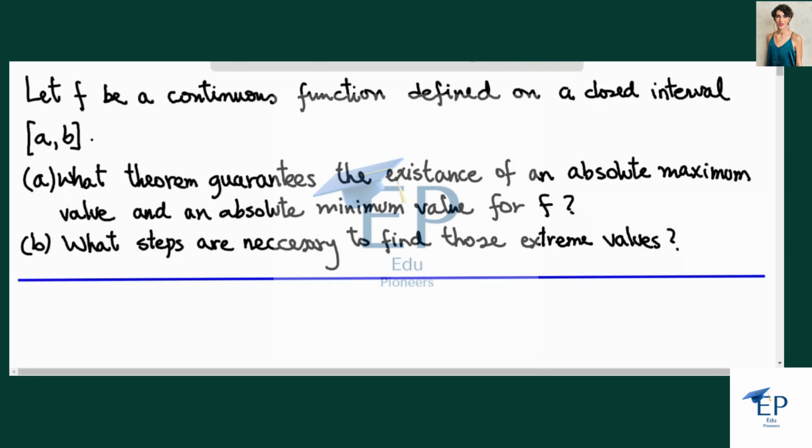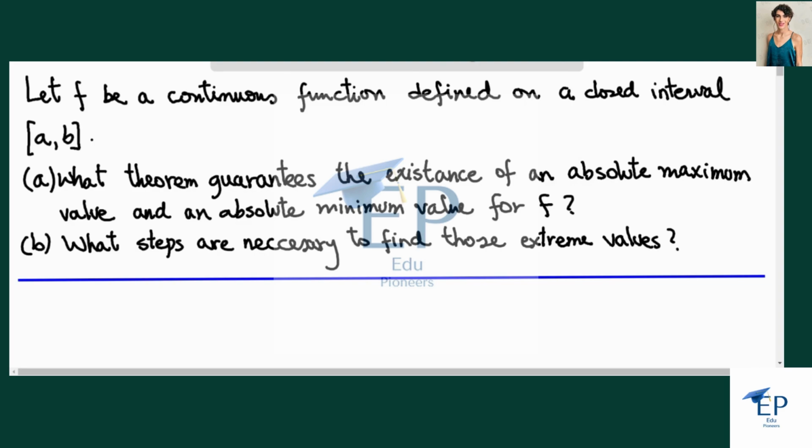Let f be a continuous function defined on a closed interval [a, b]. In part A, we talk about what theorem guarantees the existence of an absolute maximum value and an absolute minimum value for f. In part B, we talk about what steps are necessary to find those extreme values of the function.